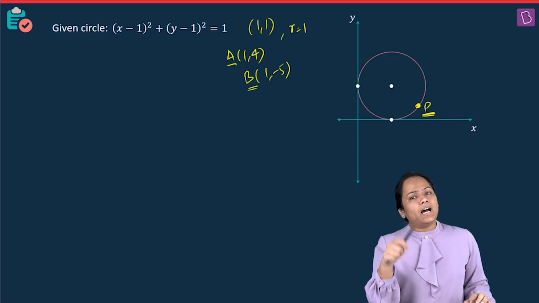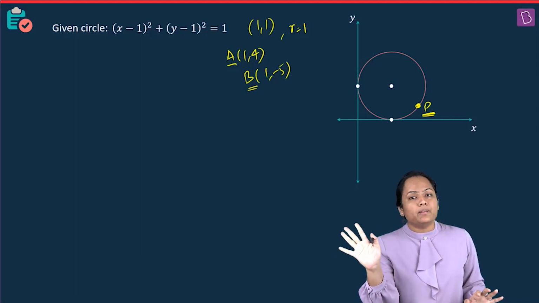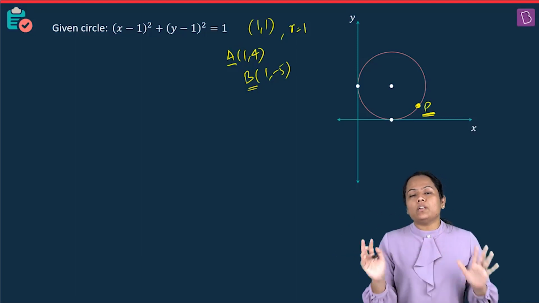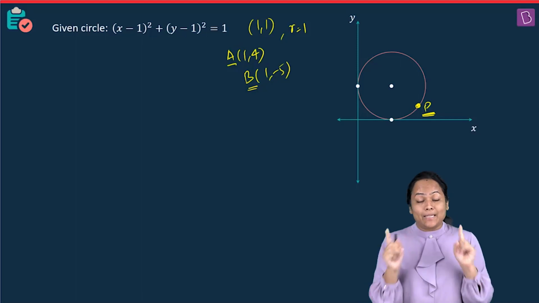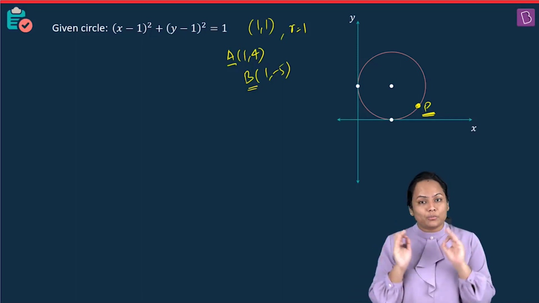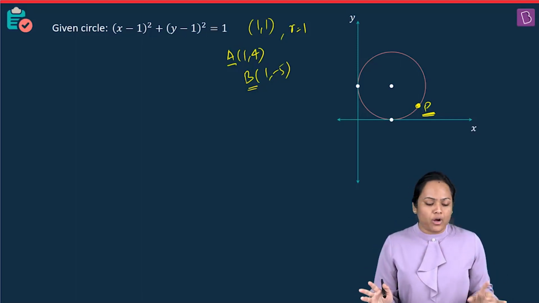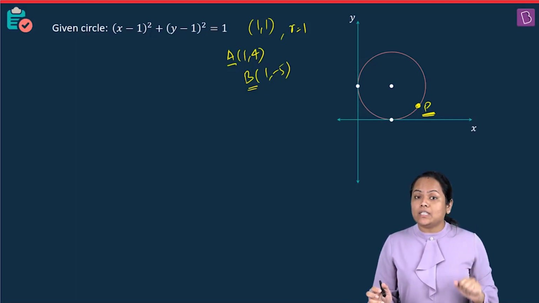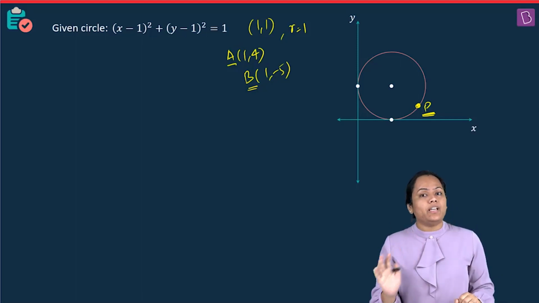So that means I have to assume some coordinate of point P, right? Now, generally, what do we assume the coordinate? Correct. Parametric form. We are going to assume the coordinate of P in parametric form. Center is with me and radius is with me.